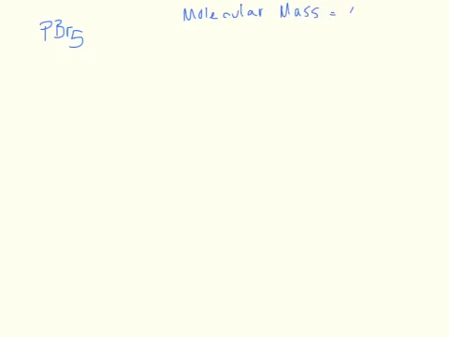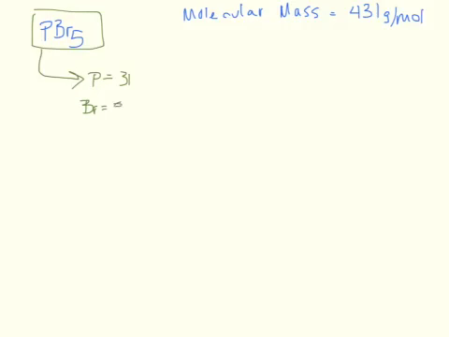Okay. Now we know that the molecular mass of this compound is 431 grams per mole. So where are we going to start? Well, where we need to start is right here. We have our compound. So let's find the molar mass of this compound. So phosphorus, it has a molar mass of 31 grams per mole. Bromine, molar mass of 80 grams per mole.